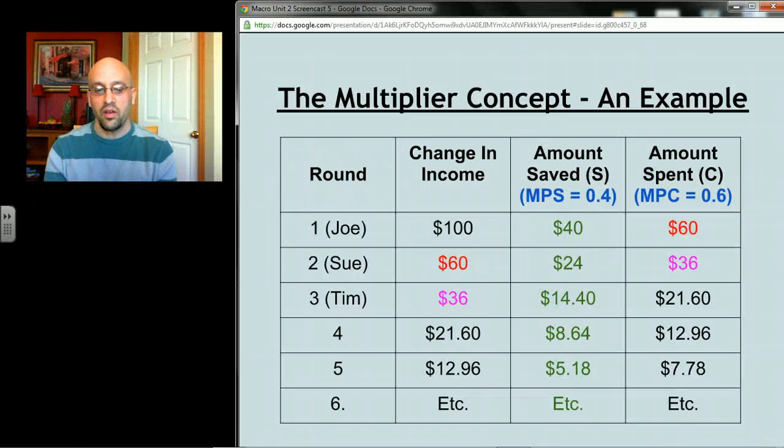If you want to see that all played out again, we could start and look at it in rounds. Joe finds $100, that's his change in income. If his MPC is 0.6, he spends $60 of it, and he's going to save 40% or $40 of it. Remember, MPS plus MPC always have to equal 1. There's only two things you can do with your money. Sue takes the 60 bucks, spends 60% of it, which is 36 bucks. Tim takes that 36 bucks, spends 60% of it, and on it goes. And if you add up that last column, 60 plus 36 plus 21, you could see that that initial $100 found on the street turns into quite a bit of spending.